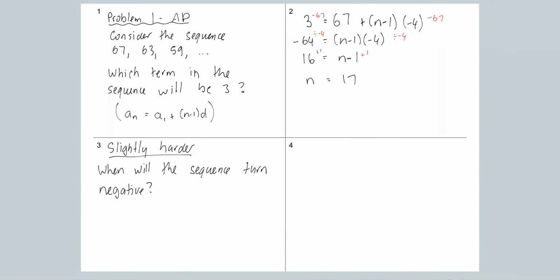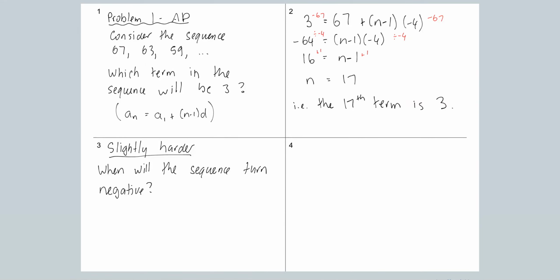If you want to, you can put a conclusion in, i.e. the 17th term is 3. Okay, so just to summarize what we did there, we used the general form, the formula, and substituted in the values that we were given. In this instance, 3 is what we were given here. 67 is the first term, minus 4 we figured out. We then solved for n.